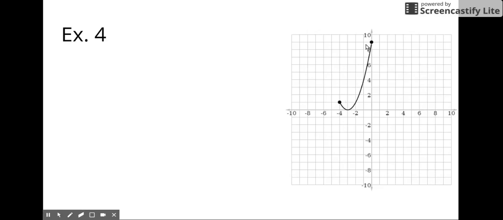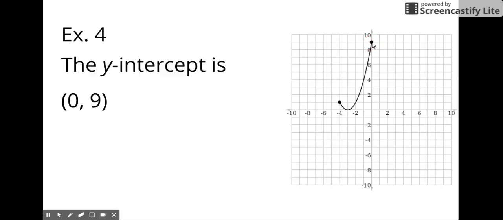For this problem, we see that the y-intercept is here at 0, 9, because we have a closed circle here. If you had an open circle, then you wouldn't have a y-intercept. But since you do have that closed circle, the y-intercept is 0, 9.